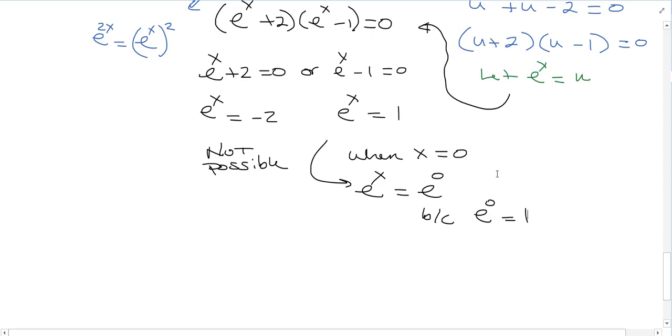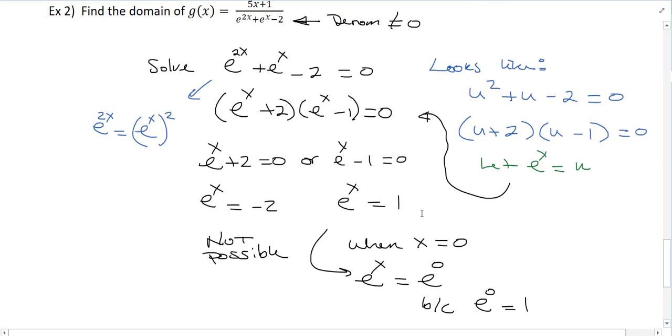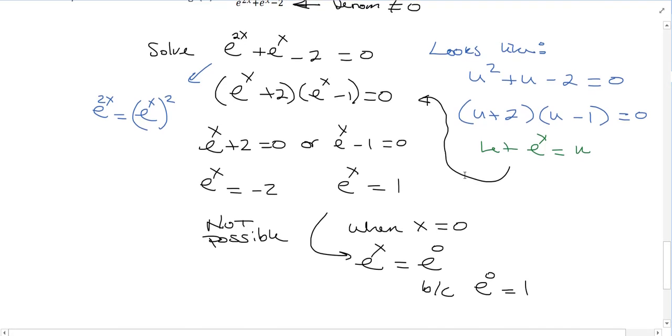All right, in our next video, we're going to talk about finding equations of exponentials given a graph. And we'll do an application also.